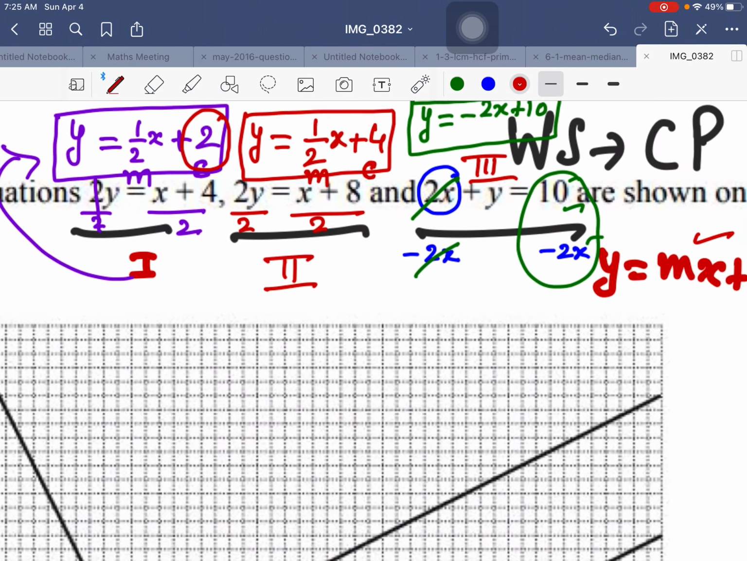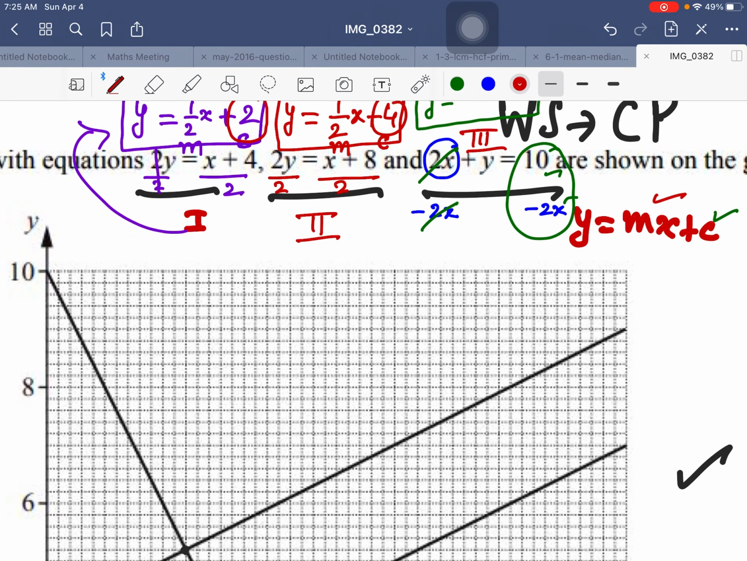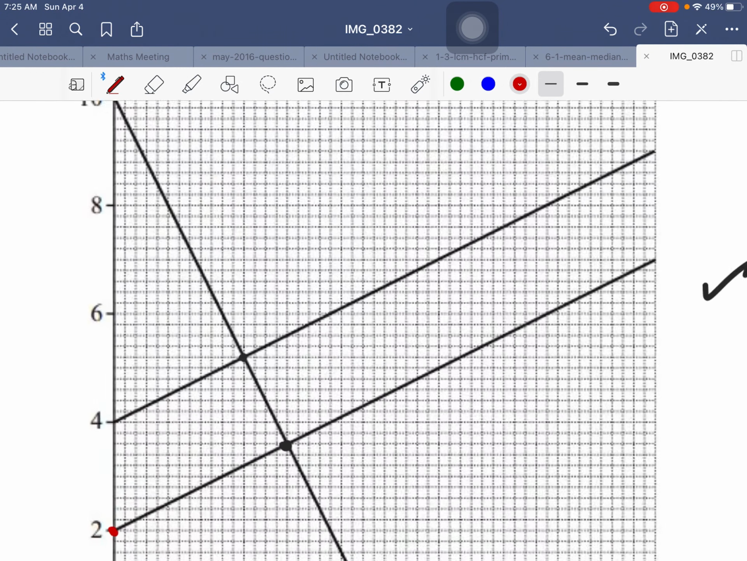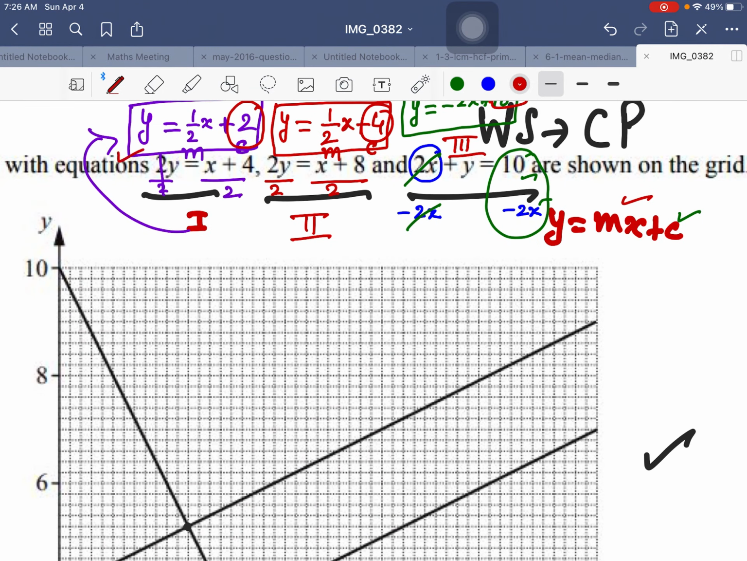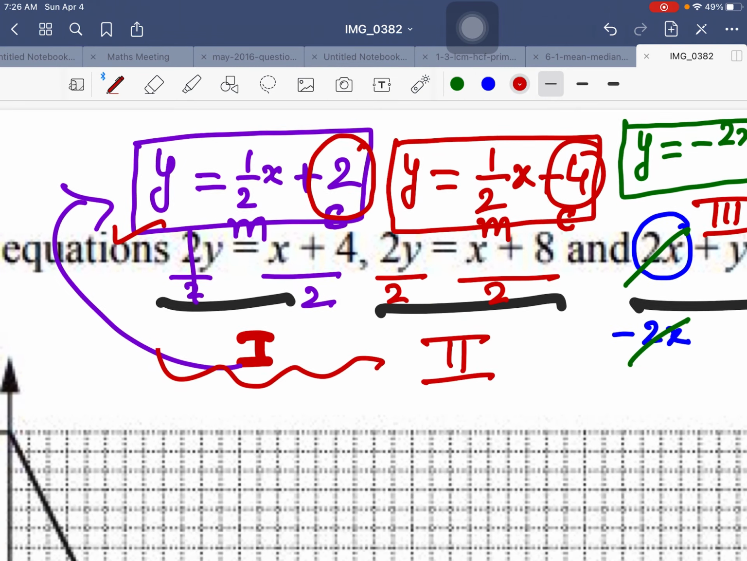Very simple. This is y equal to 2. And because all these 3 equations have different intercepts, first equation 2, second equation 4, third equation 10, it's done. So when I say y-intercept is 2, this line is the graph of equation number 1. I write here number 1. So this is the graph of equation 1, which was 2y equal to x plus 4, and I changed it into y equal to half x plus 2 in this form.